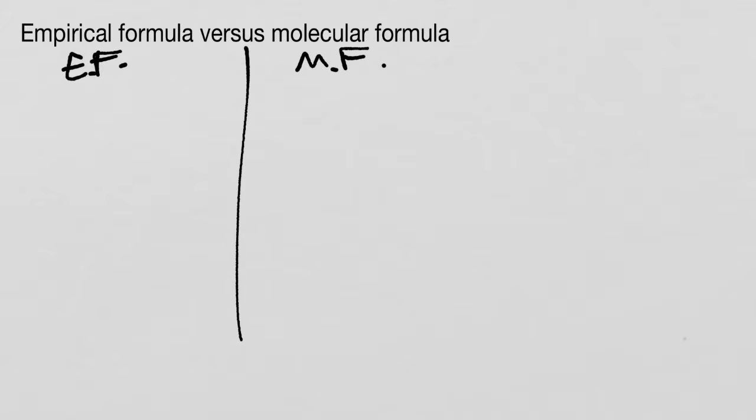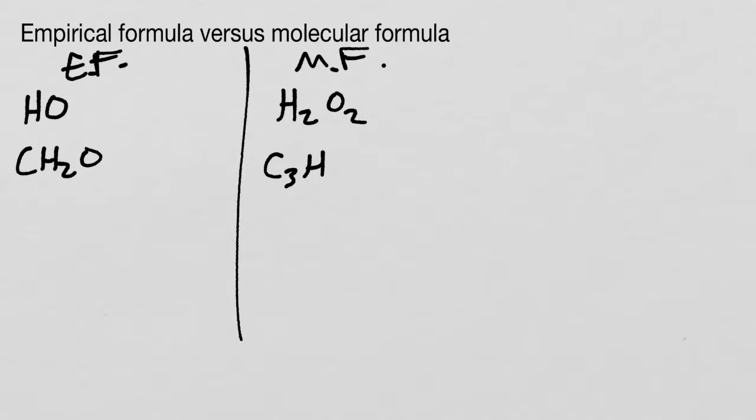So I'll give you the empirical formula first of something like HO. The molecular formula is H2O2. Alright, what about CH2O? The molecular formula happens to be C3H6O2. Alright, H2O, H2O. That's an odd one, right? It doesn't really follow with these other examples. But we'll continue and then I'll explain it.